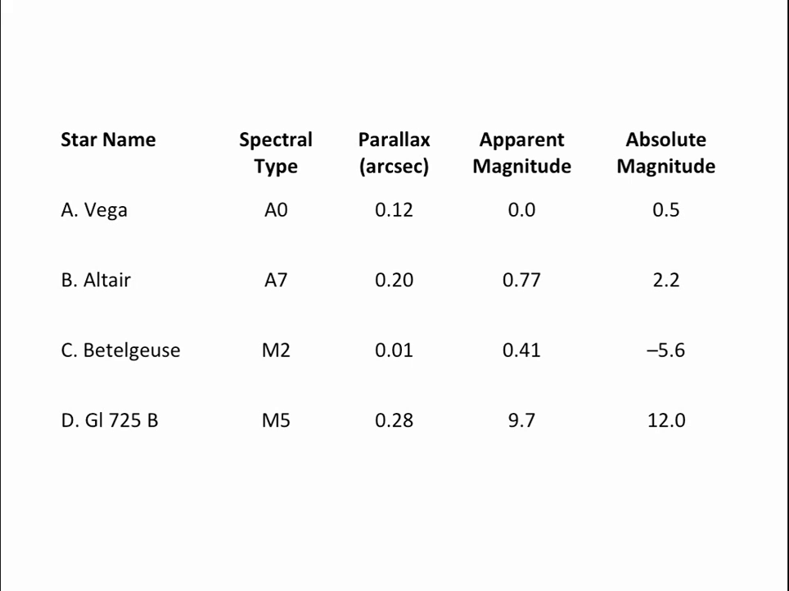To determine which star appears brightest in our sky, we use the apparent magnitude, and the smallest number is the brightest star, so that would be Vega. Vega would appear to be the brightest star in our sky. Which star is actually the most luminous star? Which star is putting out the most energy?